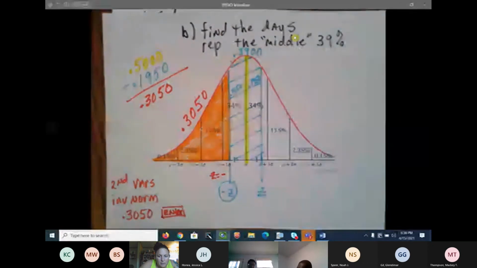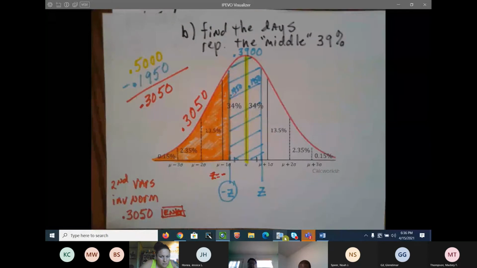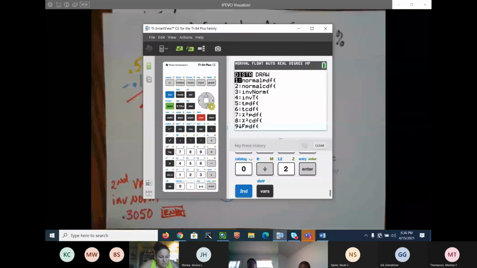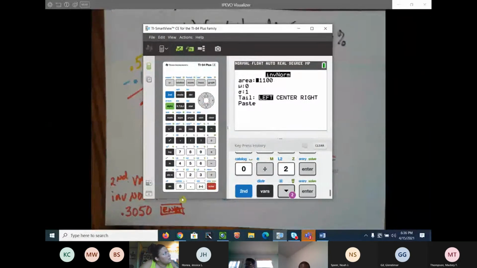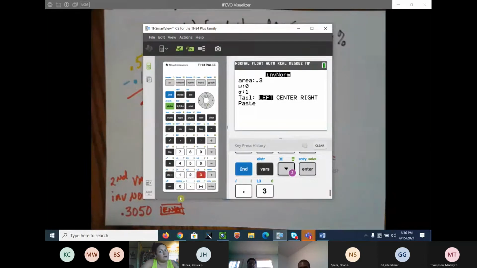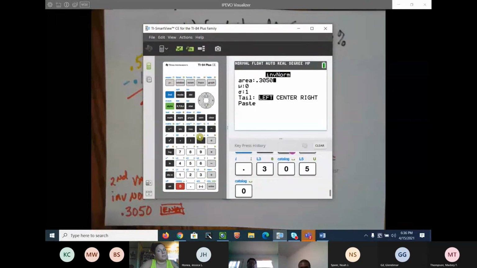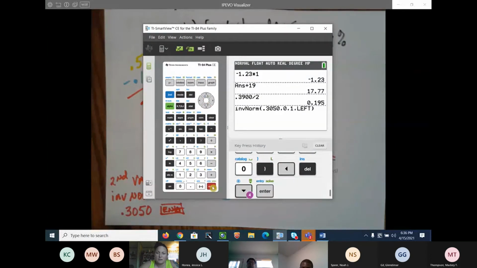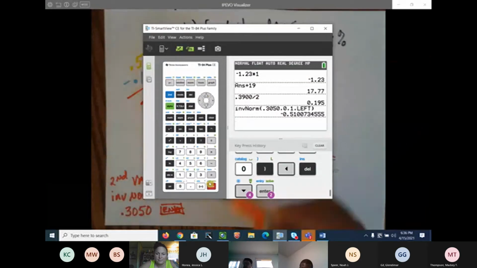Let me check it. I thought it was more than 0.5, but it may be. Let me check it and see. Second vars, inverse norm, 0.3050. Oops, I don't need the parentheses. And paste. You're right. Negative 0.51.